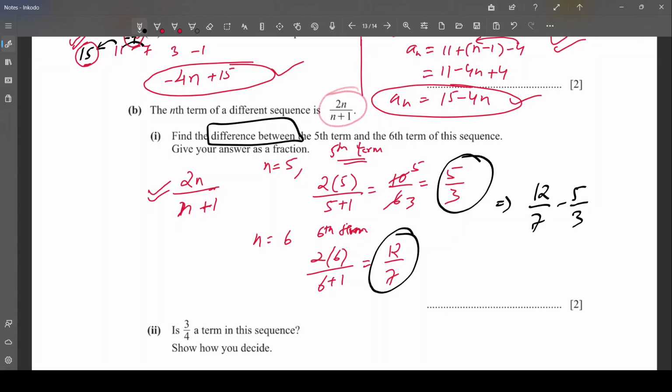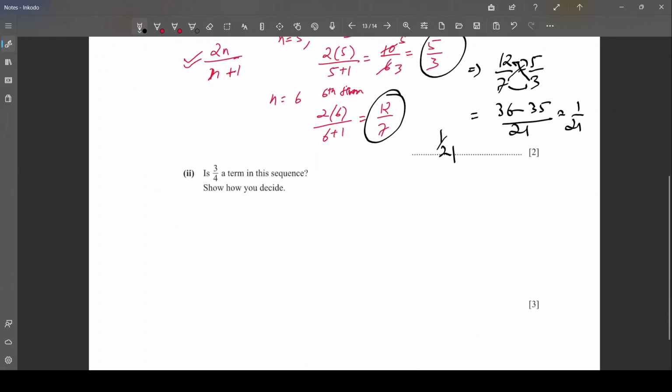You can use a calculator or do it directly by cross multiplication. Cross multiplying: 12 times 3 is 36, 7 times 5 is 35, 36 minus 35, divided by 7 times 3 which is 21. So you get the answer as 1 by 21. The difference between the 5th and the 6th term is 1 by 21.